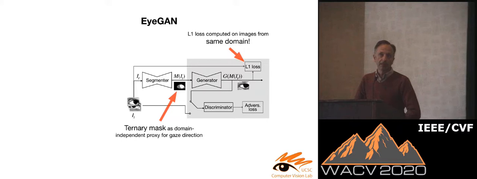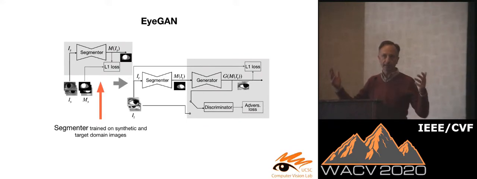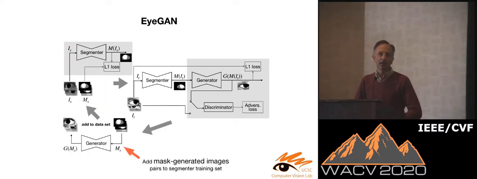Now, the issue becomes one of designing a good segmenter. How do we do that? We start with synthetic images and masks, where you can control everything. We can design a good segmenter, but this might not work so well for target domain images. We still use that to design a generator. Then we input a synthetic mask to the generator, get an output in the target domain, and then we take this pair, synthetic mask and target domain image, to add to the data set of the segmenter for training. We do that iteratively. After 2 or 3 iterations, it turns out we find a segmenter that works really well with target domain images, and we generate very good images.